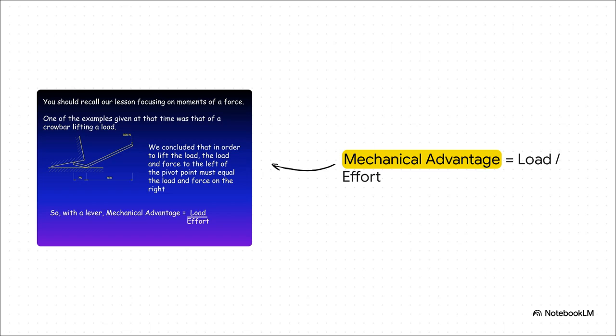Because the crowbar has such a long handle, you can apply a really small effort force over a large distance to move a massive resistance over a tiny distance. We actually quantify this neat little trick using a super simple equation. With a lever, mechanical advantage is simply the load divided by the effort.